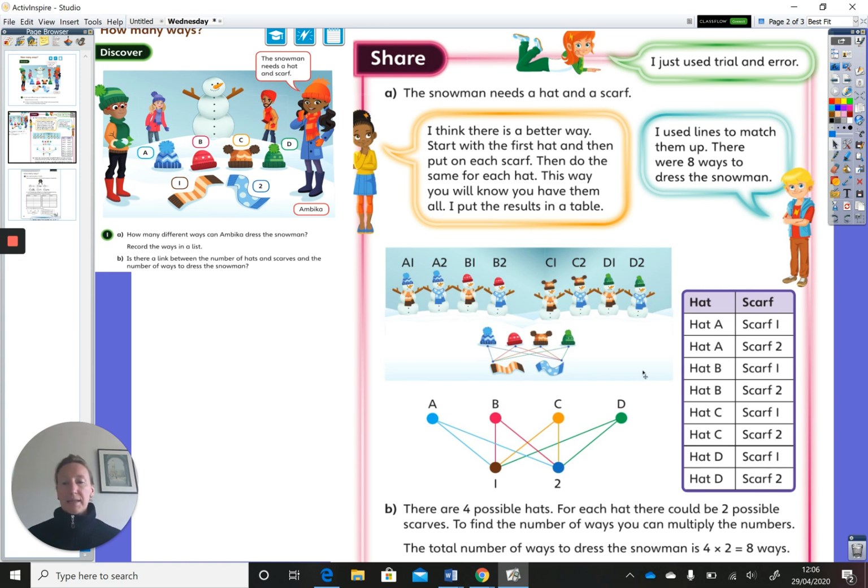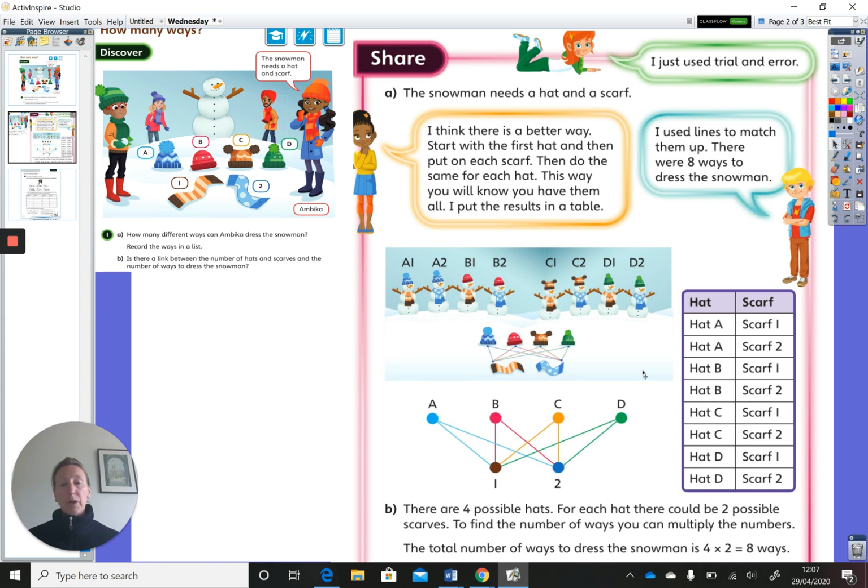It doesn't matter how you record it this morning, because our brains all work in different ways, don't they? But what I want you to realise is that this is all connected with multiplication, because however you've done it, hopefully you got the answer 8. And if you think about it, there are 4 possible hats. And for each hat, there are 2 possible scarves. So actually, to work it out, you could just multiply those 2 numbers together.